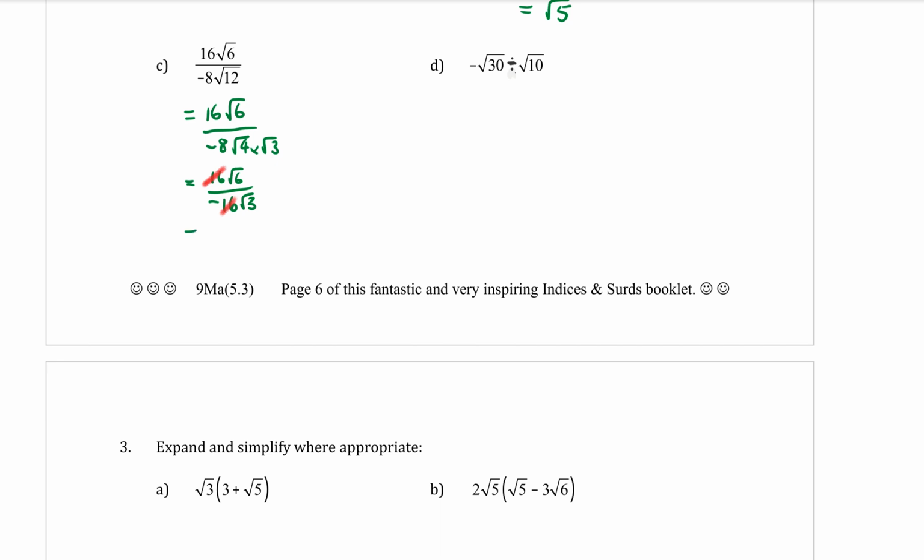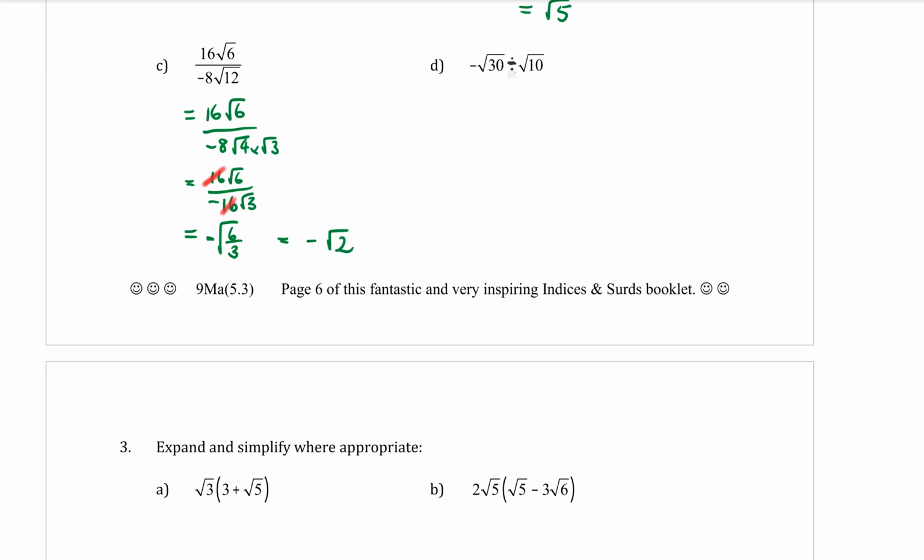On the next line, the 2 surds can be changed to be square root of 6 on the top and square root of 3 on the bottom. Or in other words, we could just divide them. Remember, a surd on the top, surd on the bottom. We do have that minus sign still there. 6 divided by 3 is 2, so that just makes negative root 2.